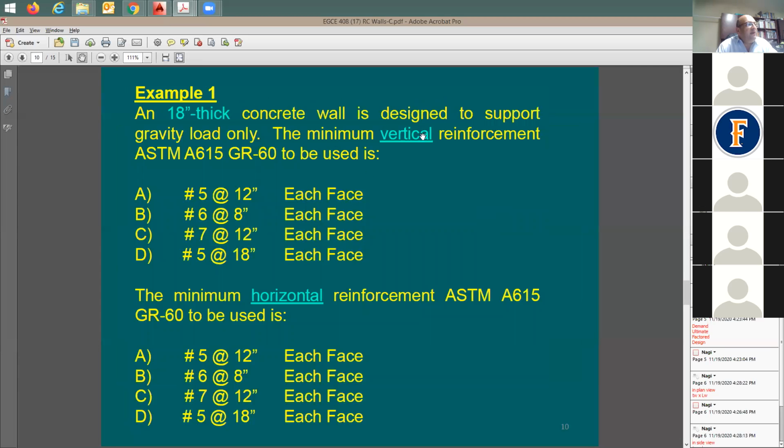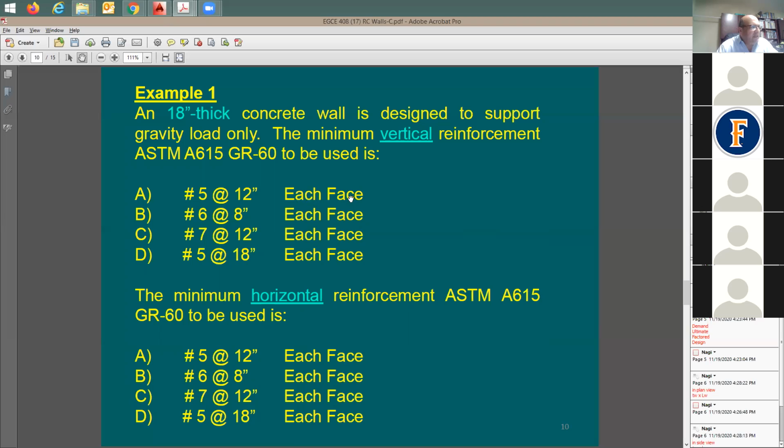It says the minimum vertical reinforcement, ASTM A615, grade 60. So I know now yield strength is going to be 60 KSI. And the horizontal rebars. And then they give me 4 different reinforcing programs or options. Let me check. One of the conditions, it says, when the wall thickness is going to be 10 inch or larger, you need to go with 2 layers.